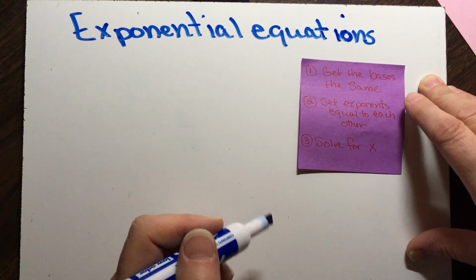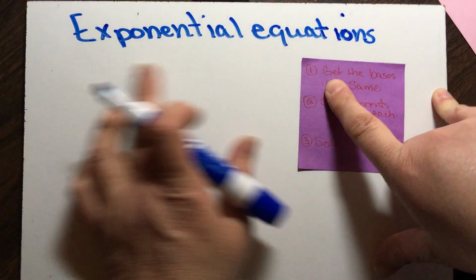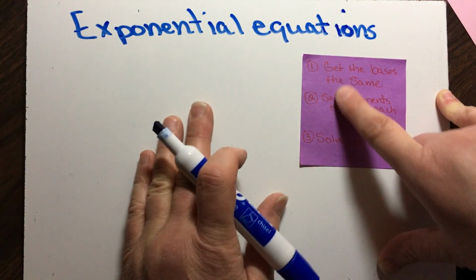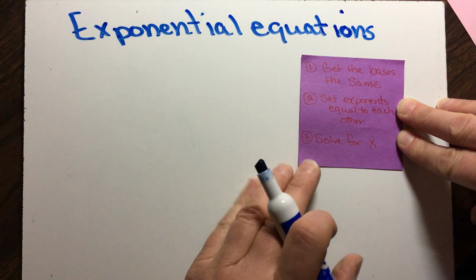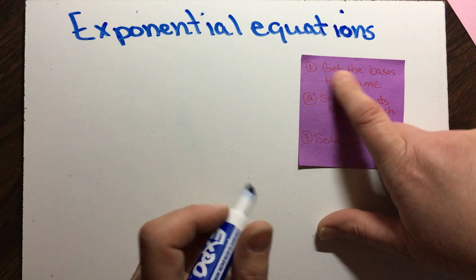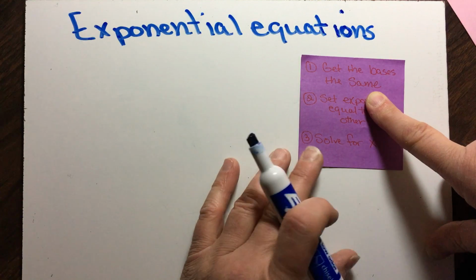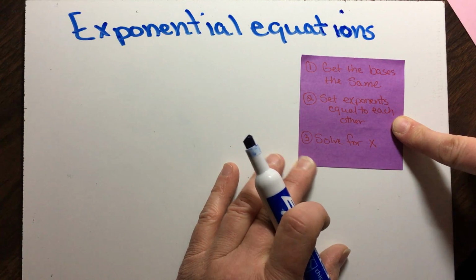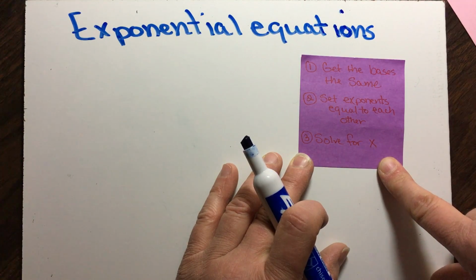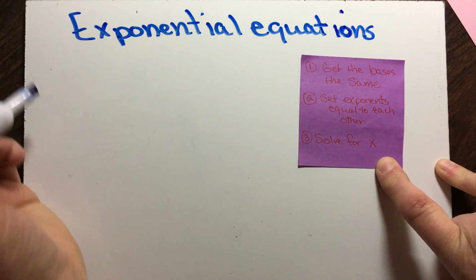This time we're working with exponential equations, and I have a post-it note with me because I'm going to carry this to each and every one of the equations that I work with today. So number 1 says, get the bases the same. Number 2 says, set exponents equal to each other. And then number 3 says, solve for x.